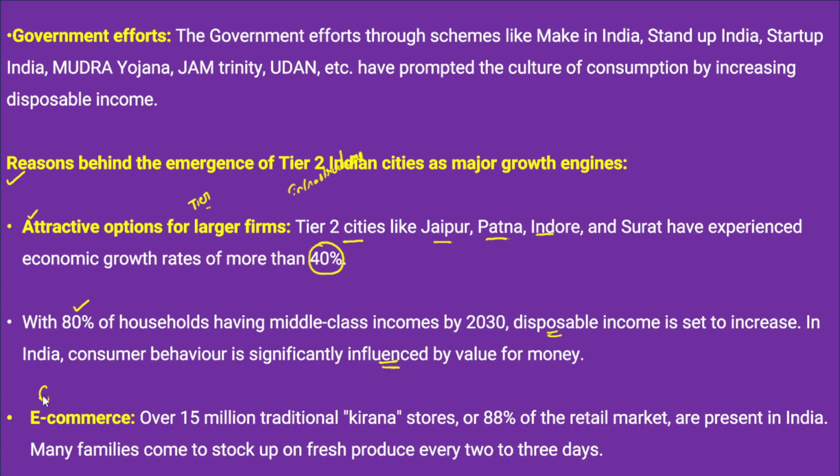After that, we need to consider the growth of e-commerce in these tier 2 cities as well, and e-commerce growth is particularly driven by the middle class in tier 2 and tier 3 cities. If you look at the kirana stores in these tier 2 cities, there were around 15 million kirana stores, making up 88% of the retail market present in India. Now, if you look at the trends, many families come to stock up on fresh produce every 2 to 3 days. So because of the middle class population and their disposable incomes, that would further give a fillip to economic production or economic growth.